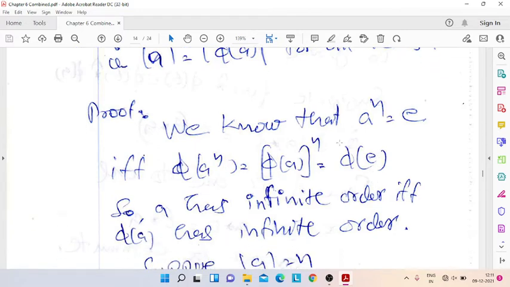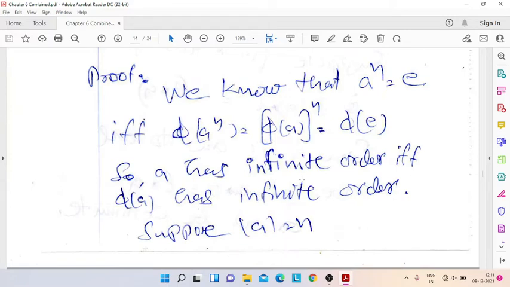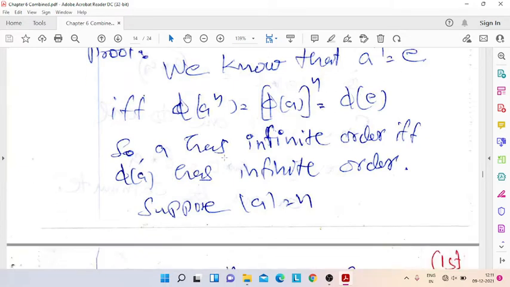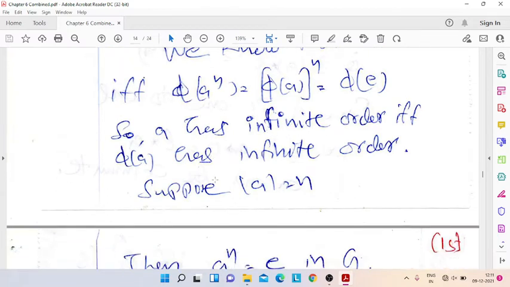What does this statement mean? The second statement says that A has infinite order if and only if phi A has infinite order. So with the help of these two statements, we can say that A has infinite order if and only if phi A has infinite order.